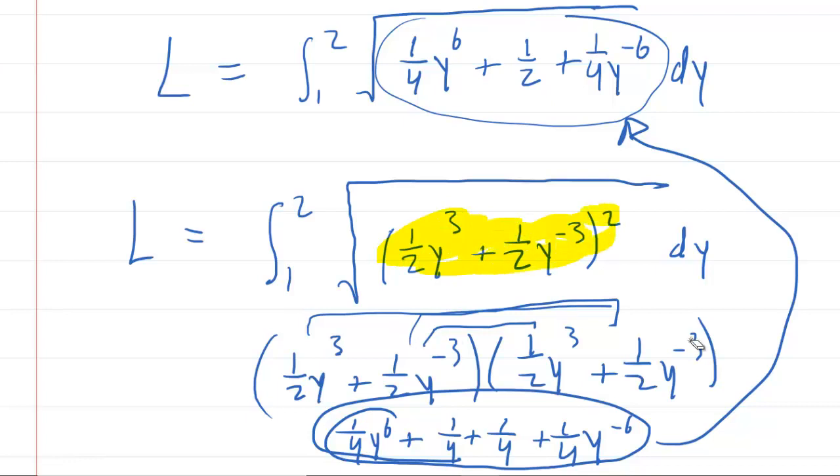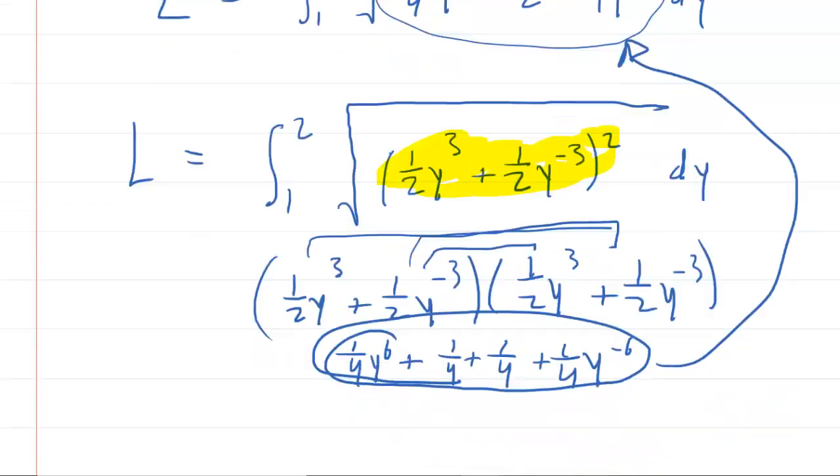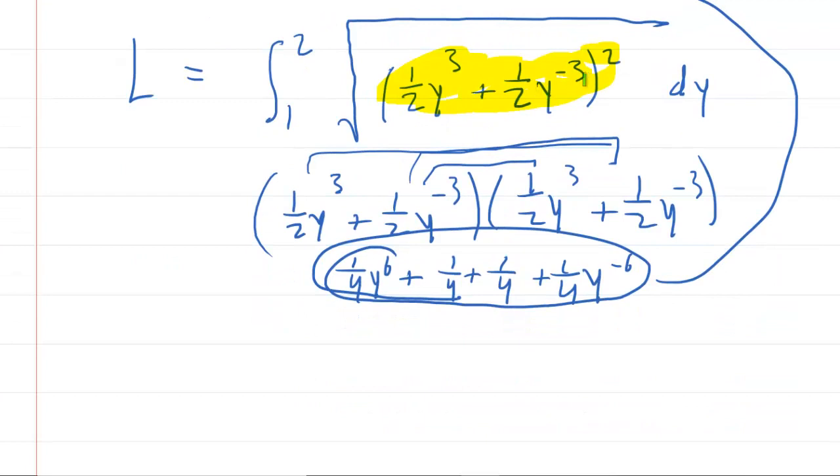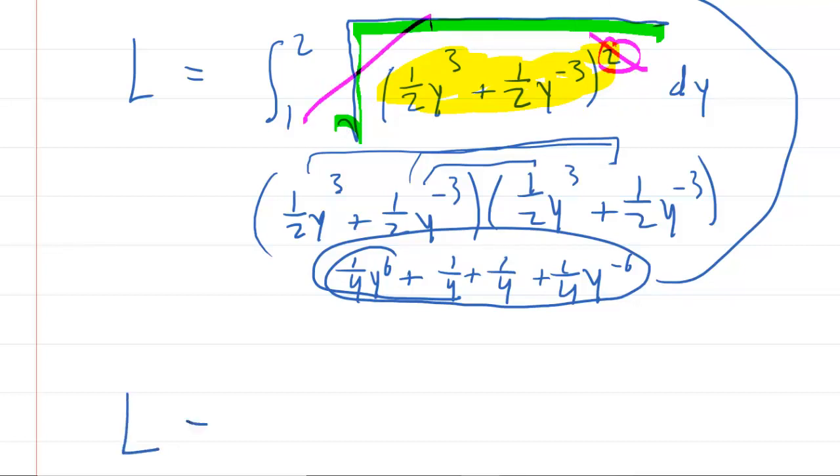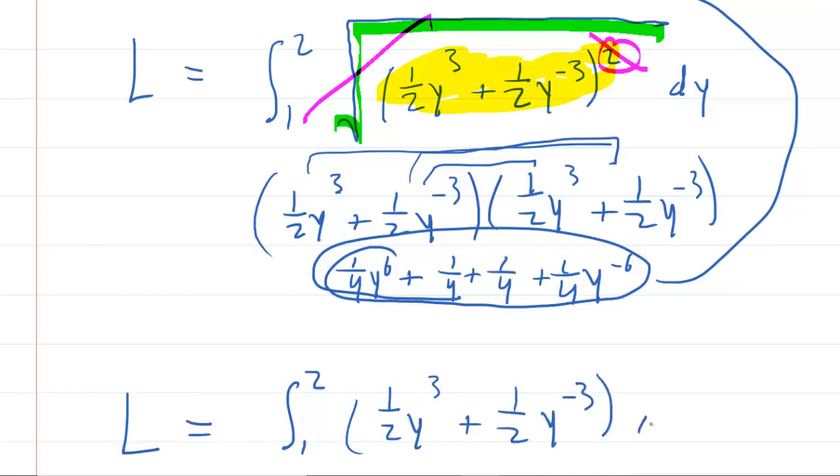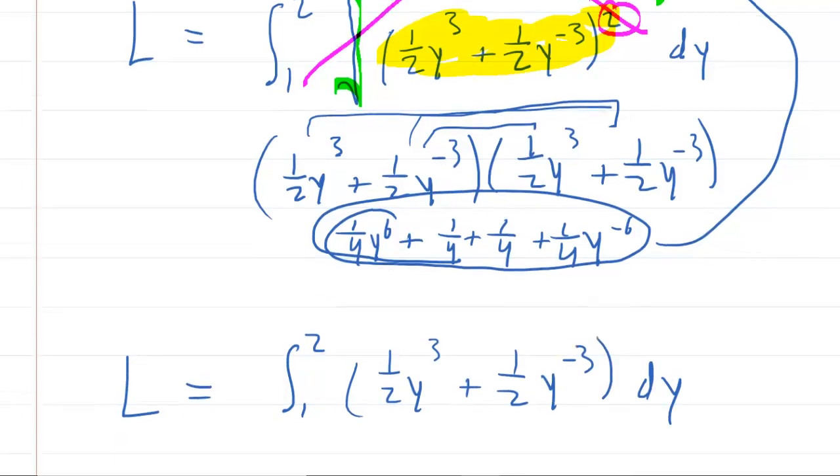And that is awesome because that allows us to really simplify the integral. You'll notice you have the expression squared, but then it's being square rooted. So the square root and that squaring right there, they cancel each other out. This leaves us with an integral from 1 to 2 of a much simpler expression. It's just 1/2 y cubed plus 1/2 y to the negative 3 integrated with respect to y. Now we can finally integrate.